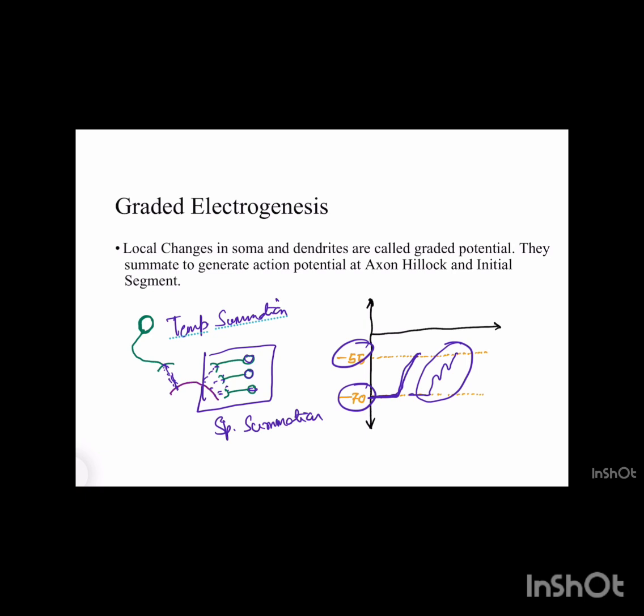So let us read the definition. The local changes in soma and dendrites are called graded potential. They summate to generate action potential at axon hillock and the initial segment. So we saw how the summation can take place.